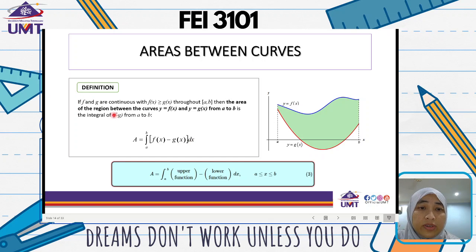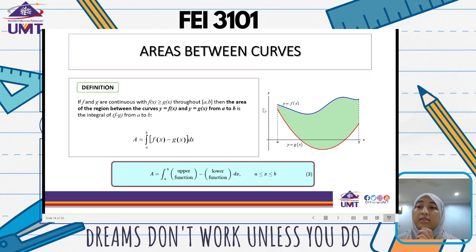Okay, the definition of the area between the curves is: if f and g are continuous with f(x) greater than or equal to g(x) throughout [a, b], then the area of the region between the curves y equals f(x) and y equals g(x) from a to b is the integral of f minus g from a to b. So the area in this green area is the area of this function minus g(x). It is actually the integration from a to b of the upper function minus the lower function dx.